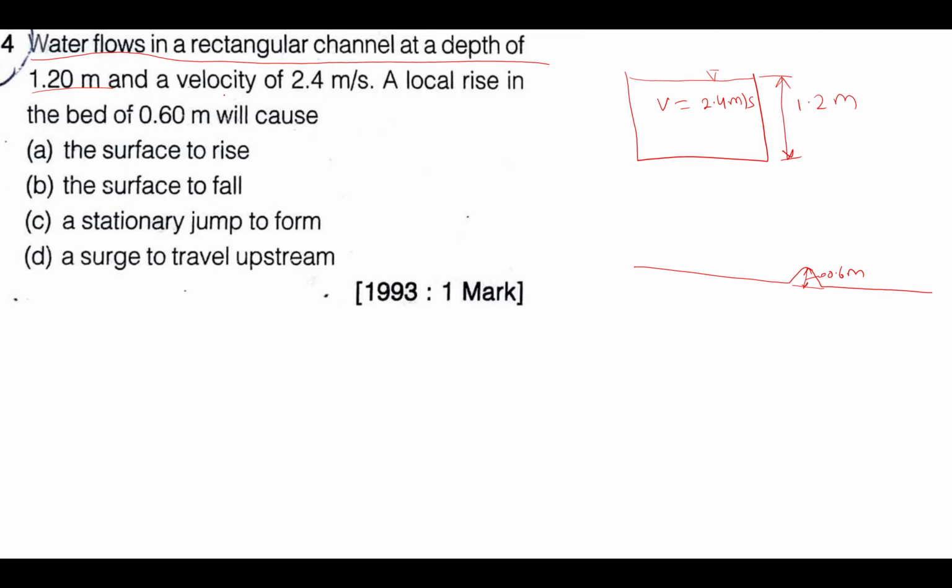What will happen if you increase the bed by 0.6 at a particular point? The options are: the water surface will rise, the water surface will fall, third option a stationary jump, and fourth option a surge, whether water will travel in the upstream. So this is the question.